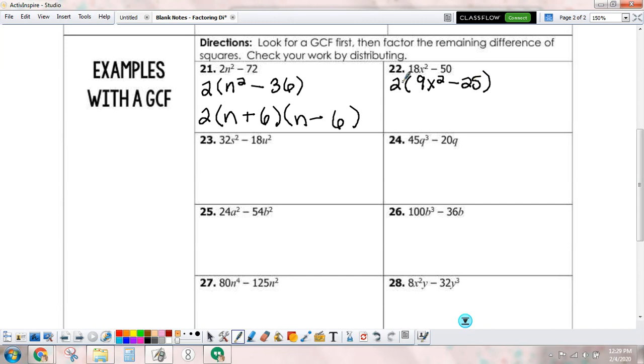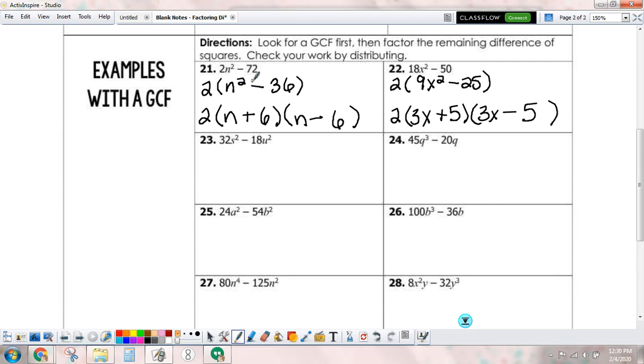So I have the greatest common factor for number 22, that is 2. So I'm going to go ahead and put 2, and I'm going to go ahead and put my other parentheses. And I know the square root of 9 is 3. The square root of x squared is x. So put 3x, put a plus, put a minus, and the square root of 25 is 5. All right, so I want you to try 23.